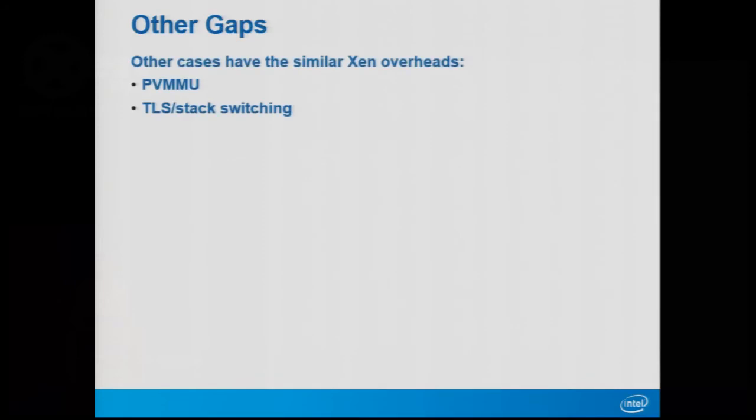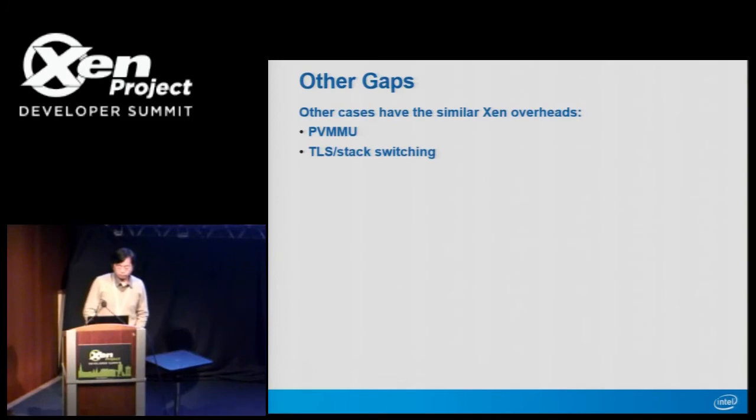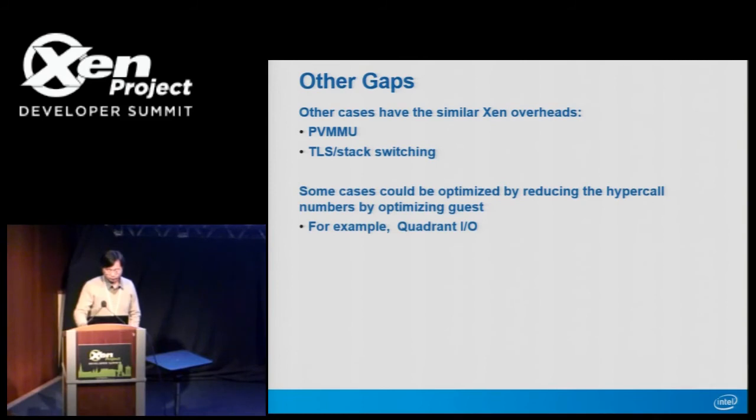Okay, we have other gaps. For example, some gaps have a similar Xen overhead caused by PV MMU or TLS stack switching. For example, in the guest, if a task switch happens, the scheduler will try to switch TLS, thread local storage, or the kernel stack, which is done by a hypercall. Some cases can be optimized by reducing hypercall numbers by optimizing the guest instead of optimizing Xen itself, for example, block IO.